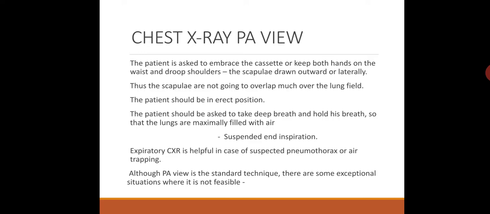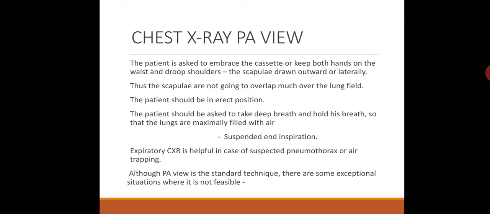How do we take a chest X-ray PA view? The patient is asked to embrace the cassette or keep both hands on the waist and droop shoulders. Thus, the scapulae are drawn outward or laterally. Thus, the scapulae are not going to overlap much over the lung field, and we get a clear view of the lung field, which is our priority rather than looking at scapulae when we go for a chest X-ray.